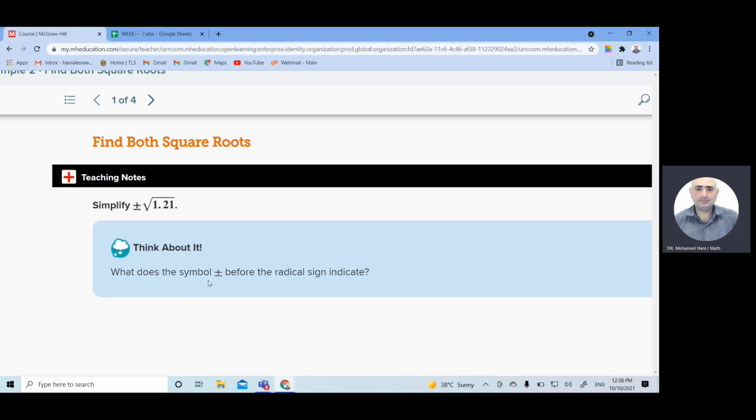What does the symbol minus plus before the radical sign indicate? What's the meaning of radical? The radical means the square root, the same meaning. When you see the radical, it means square root. But the symbol here, minus or plus, means we have two values, positive and negative, at the same time.